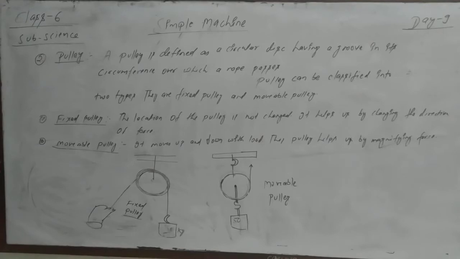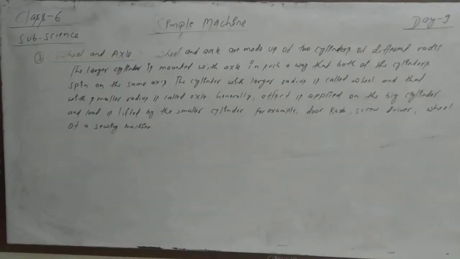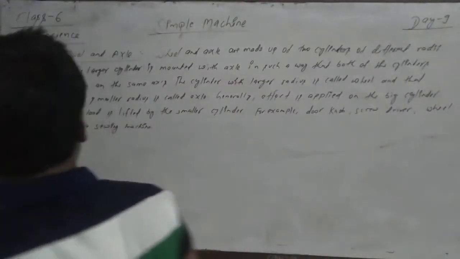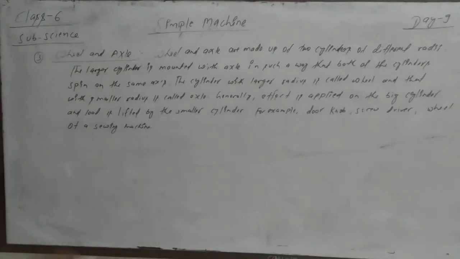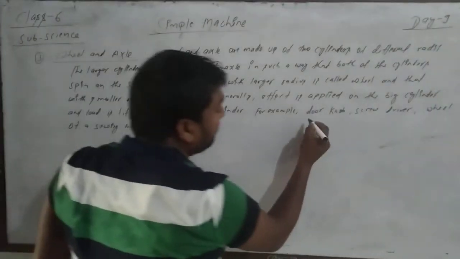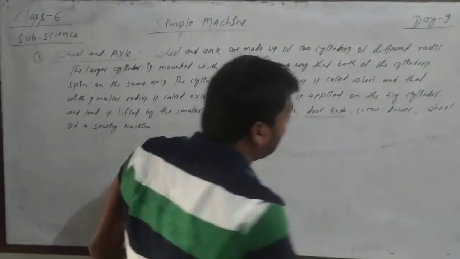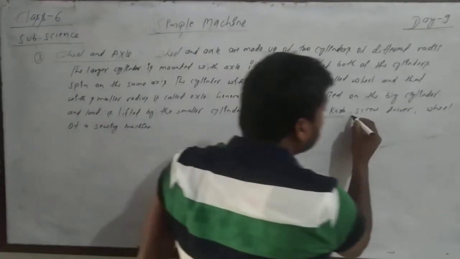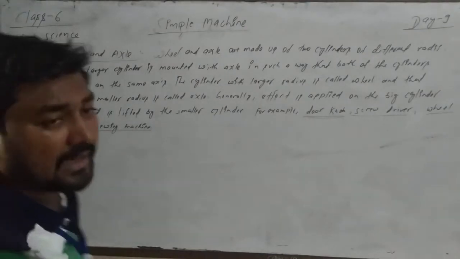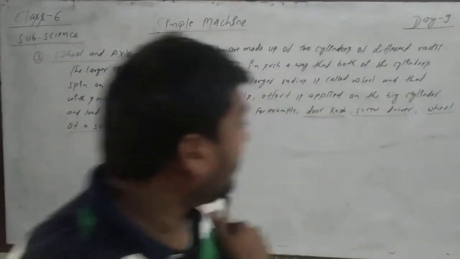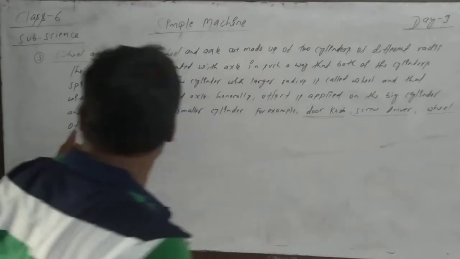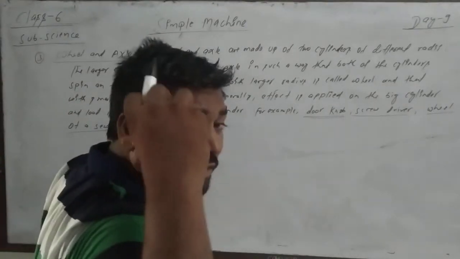So dear students, the next topic is wheel and axle. How can you understand it in a simple way? Firstly, I am giving you examples: door knob, screwdriver, wheel of a sewing machine. Have you seen a sewing machine any time? So keep the wheel of a sewing machine in your mind.